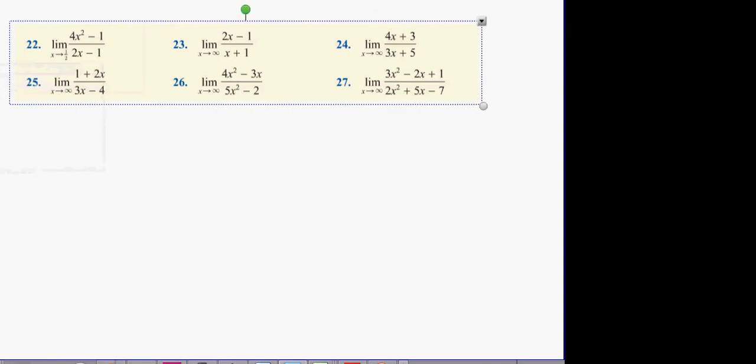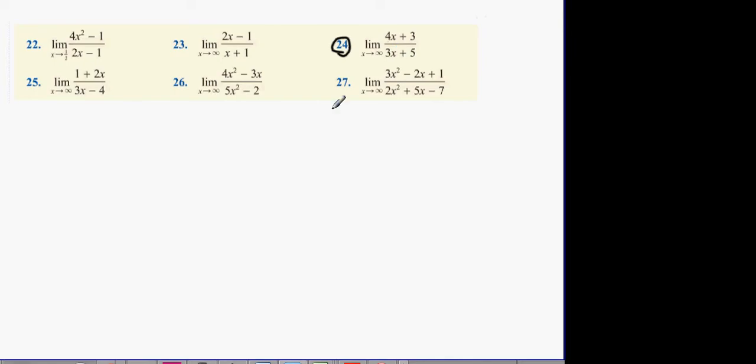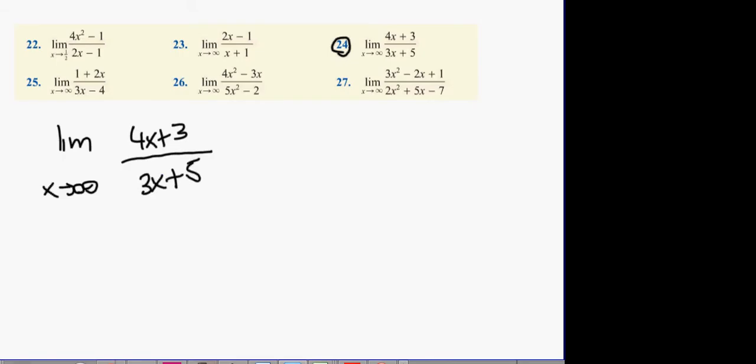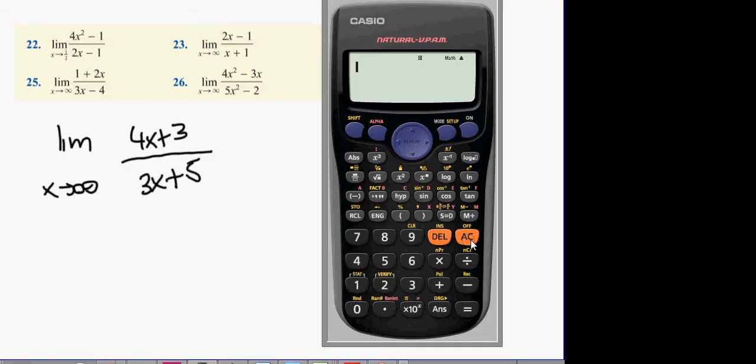Question 24. The limit as x goes to infinity. Now what you guys have to remember, I'm just going to do a quick bit of revision here. If I do (4x + 3) over (3x + 5), and I was to do a table function of this, here's my table function, and I said the function is 4x + 3.